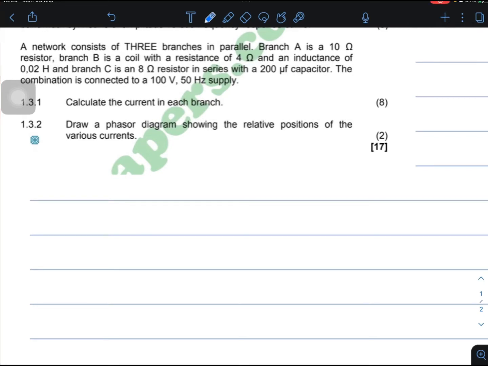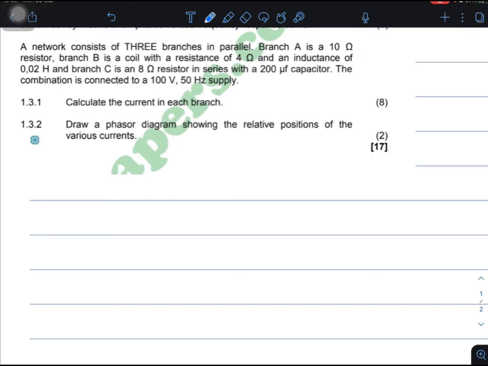Hello guys, I'm fulfilling another subject request, which was industrial electronics N5. Yes, industrial electronics N5. So I'm fulfilling that request.